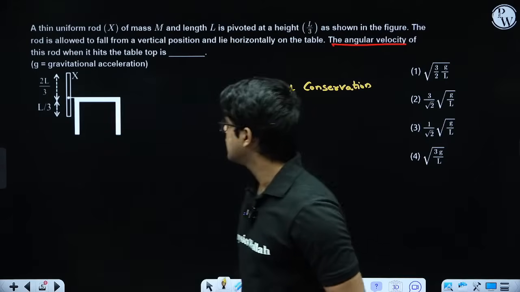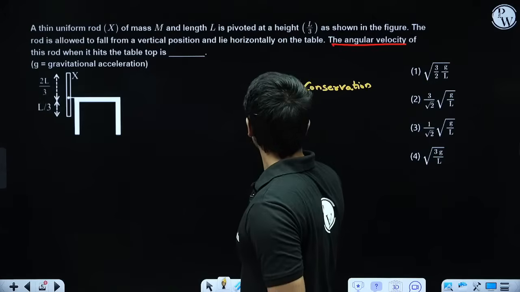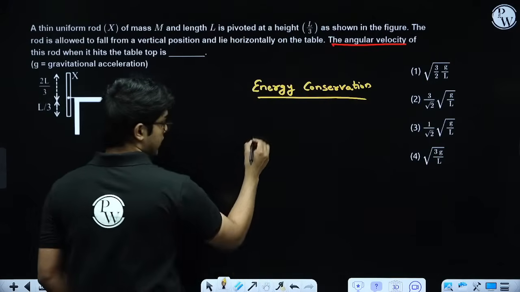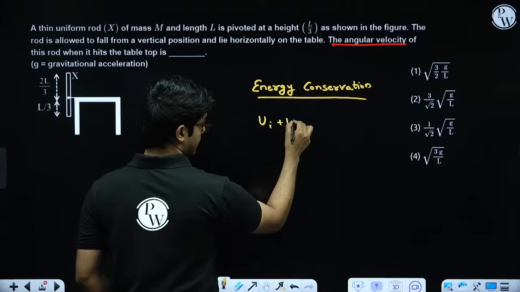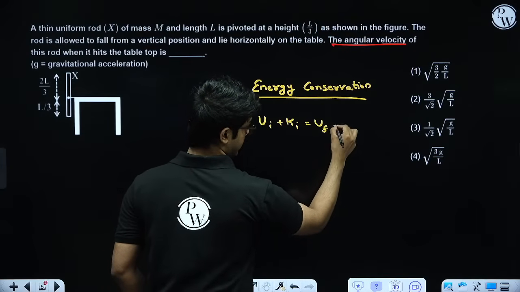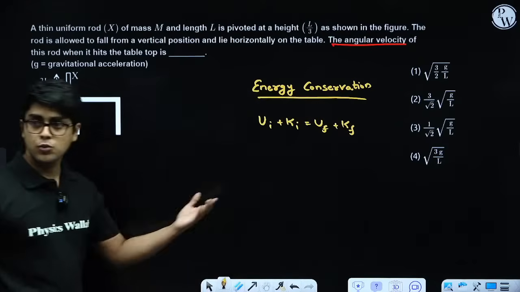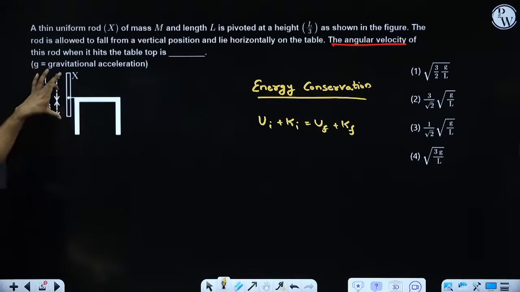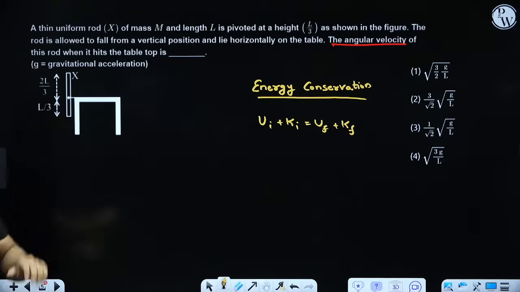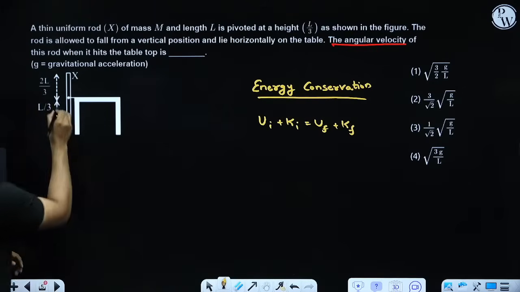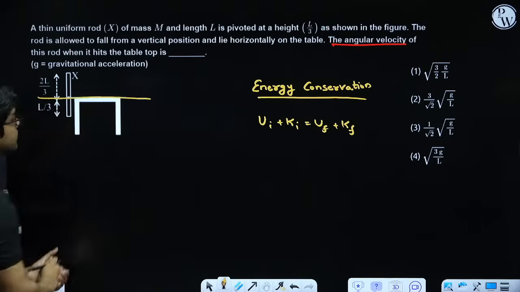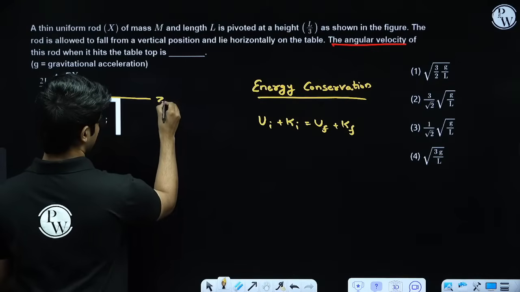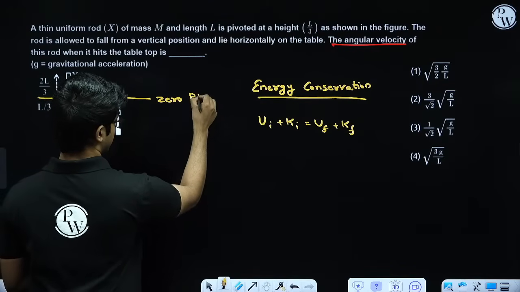Okay, so we'll just do energy conservation here. So what exactly is energy conservation? It's basically Ui plus Ki equals Uf plus Kf. Here U is the gravitational potential energy and K is simply the kinetic energy. This is a simple fixed axis rotation problem. Initially, for writing down the potential energies, we need to know where the center of mass is. We'll just choose this horizontal level where the table is as our zero potential energy level.